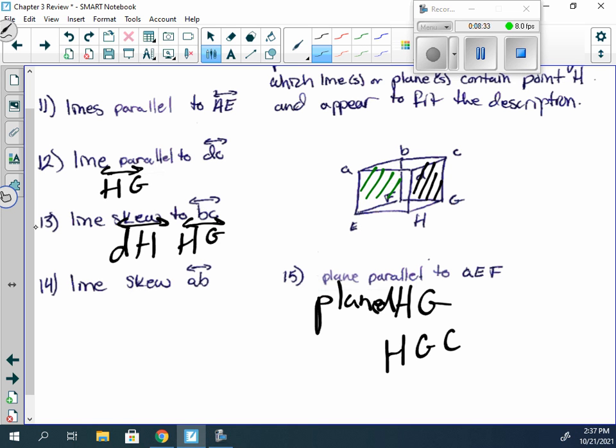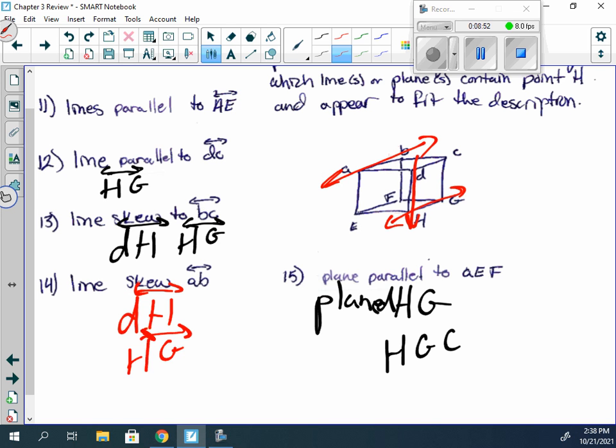Yes, line skew to AB. So AB is right here. HG, DH would also work. DH, HG would work. Unfortunately, EF will not work.